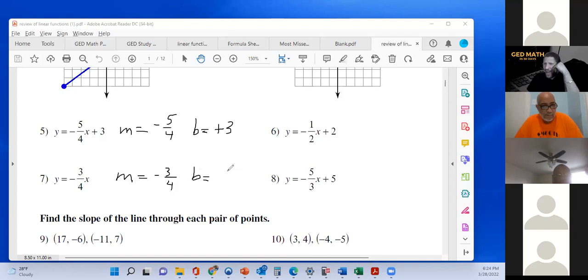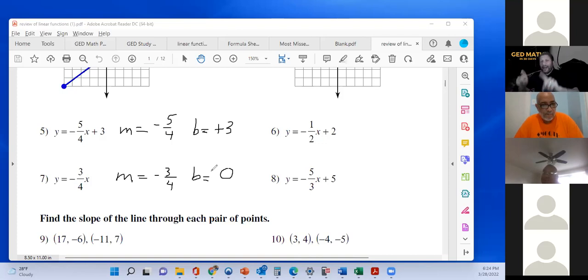What is my y-intercept? The answer is 0. We already said the slope was -3/4. We said the y-intercept is 0.